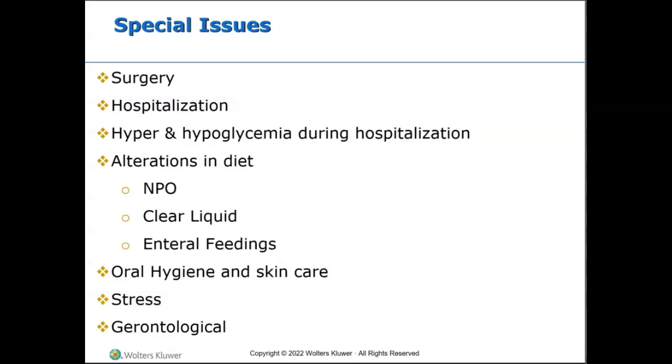Hypoglycemia can also be a problem. This could be due to overuse of the sliding scale. It could be due to lack of change in insulin when diet changes. It could be due to aggressive treatment of hyperglycemia. It could be due to delayed meals after the insulin has been given. There's so many reasons, right?